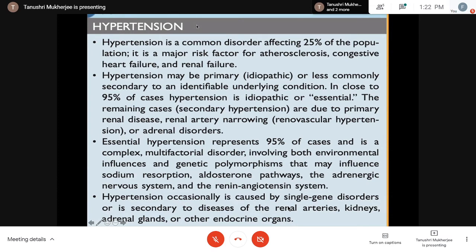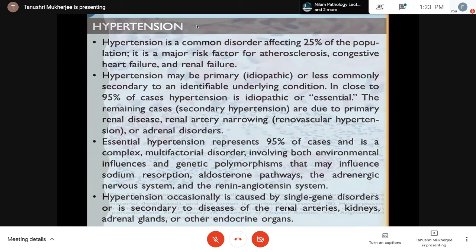Essential hypertension, or the idiopathic primary type, represents 95% of cases and is a complex multifactorial disorder involving both environmental influences and genetic polymorphisms that may influence sodium resorption, aldosterone pathways, the adrenergic nervous system, and the renin-angiotensin system. Hypertension occasionally is caused by single gene disorders or is secondary to disease of the renal arteries, kidneys, adrenal glands, or other endocrine organs.